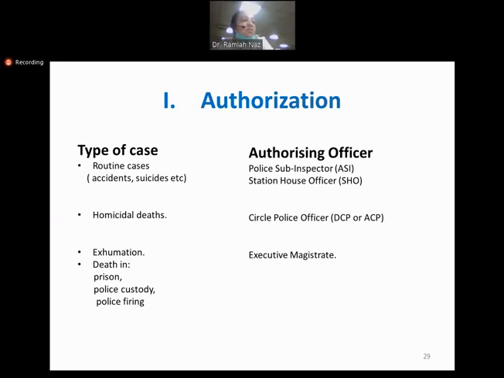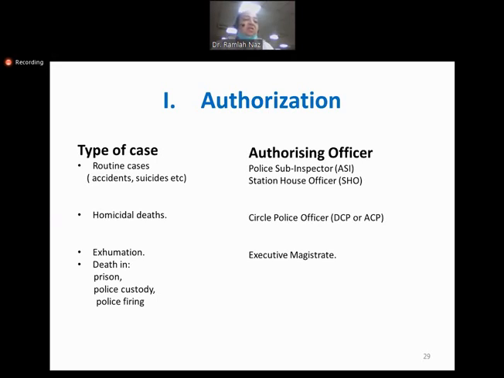Then come the legal formalities, which include authorization. Authorization is usually given by the legal authorities, like the police. I told you the different types: in routine cases, an SI or SHO can give it. In accident and suicide cases, the request can be generated from them. But in homicide, someone below the rank of DCP or ACP cannot order you.